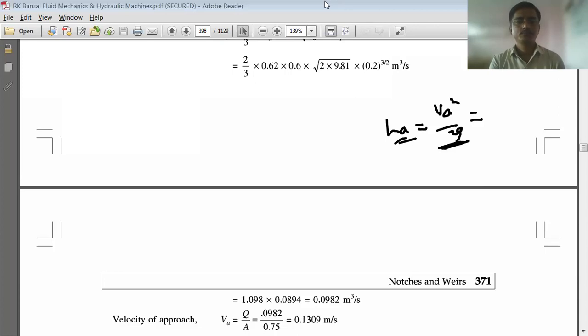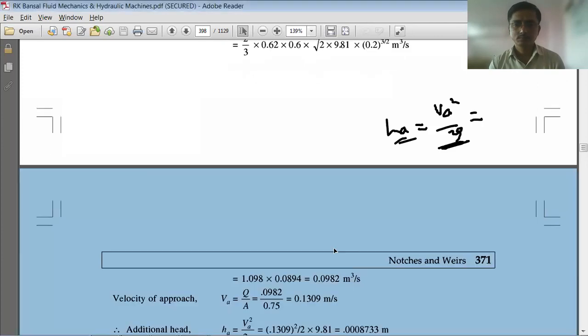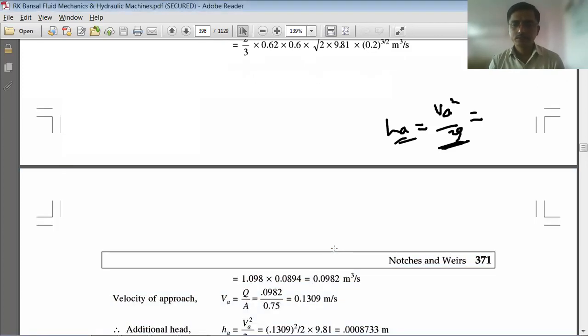Okay. What is the value of HA? Eight point 40, sir. 0.000873 meter. See, a very small head is there due to the velocity of approach.